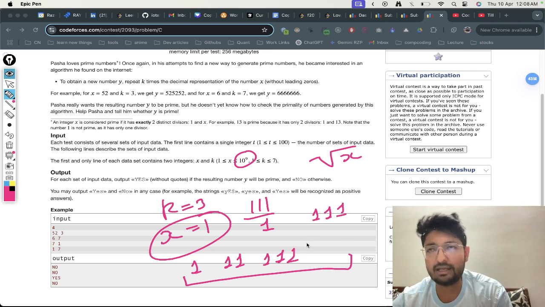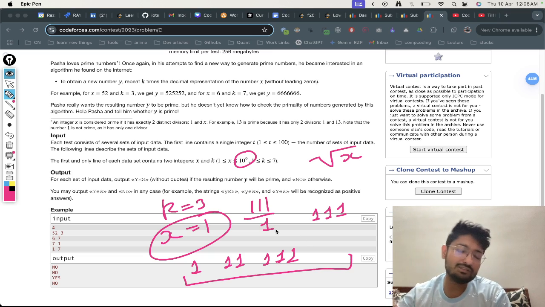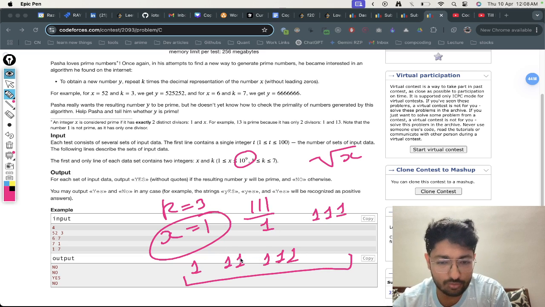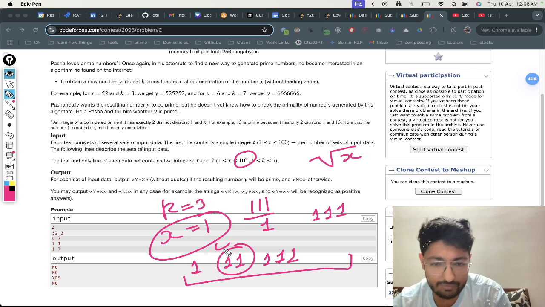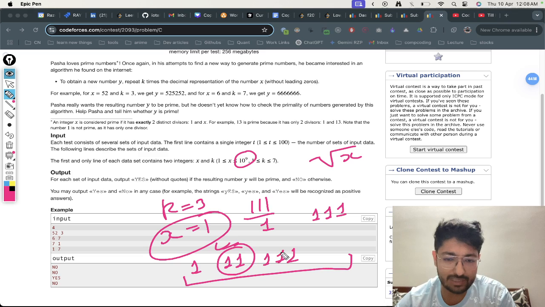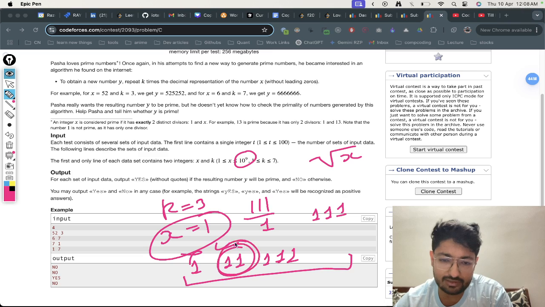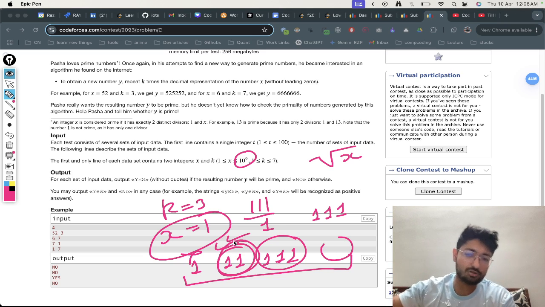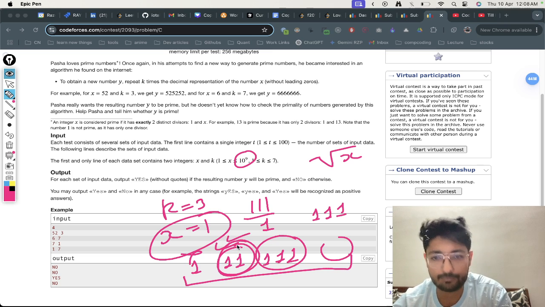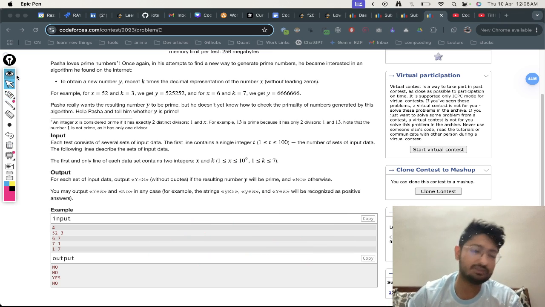For all of these, as I saw when going through the editorial, the only prime is 11. All other numbers are not prime because they are multiples of 11, like 111 and so on. That's why only 11 is prime if you are taking one. That's the only thing; you just have to write all of these conditions.